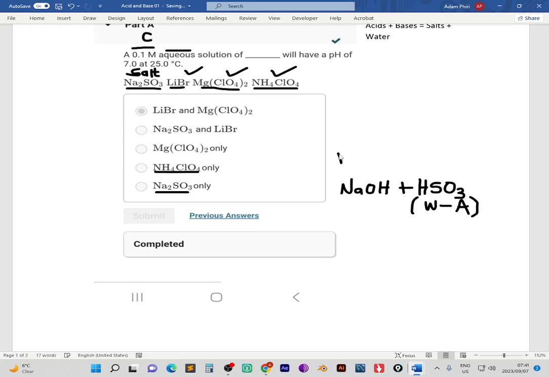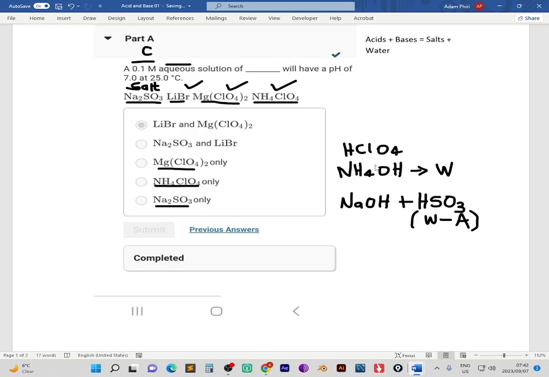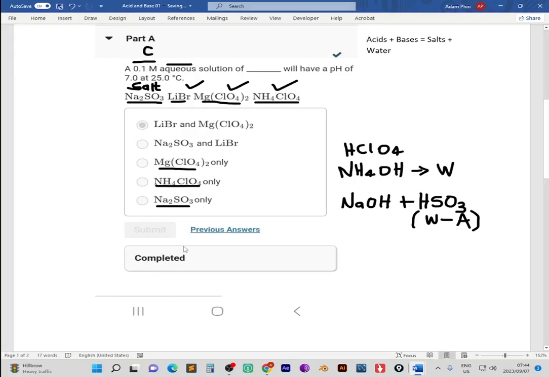We try ammonium perchlorate. That one should be formed from perchloric acid and ammonium hydroxide. We picked up that ammonium hydroxide is weak, so in this case it's not going to work. The next one would be perchlorate, from perchloric acid. Perchloric acid is a strong acid.